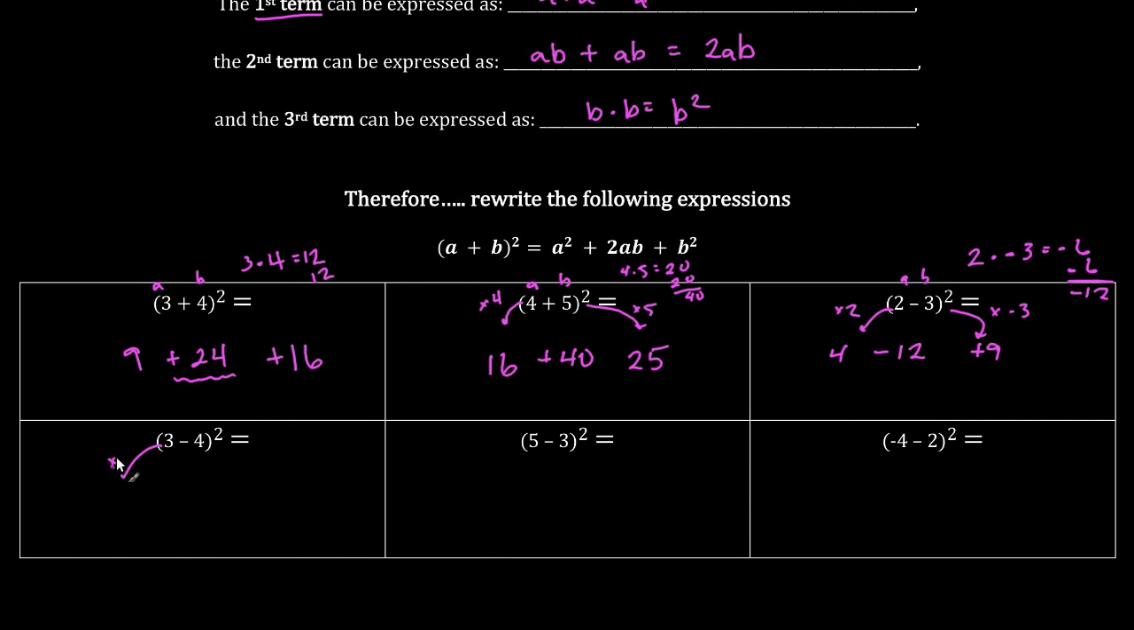Try it again. 3 times 3 is 9. Negative 4 times negative 4 is positive 16. Remember, this is a and b, so 3 times negative 4 is negative 12. But remember, I'm going to have 2 of them. Times 2 is negative 24, so minus 24.